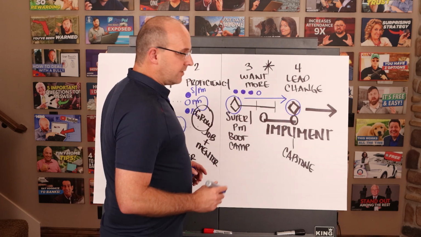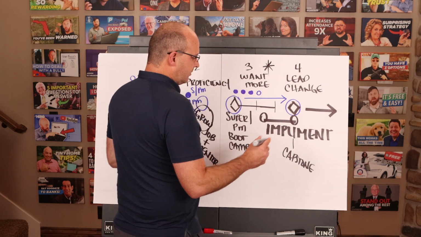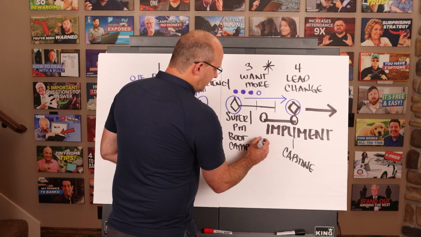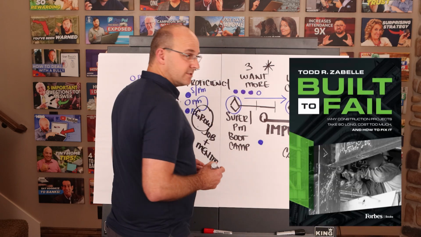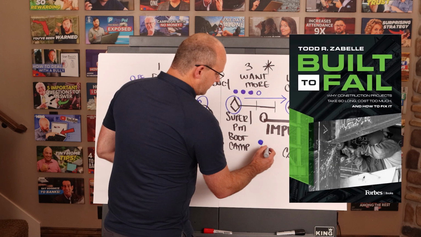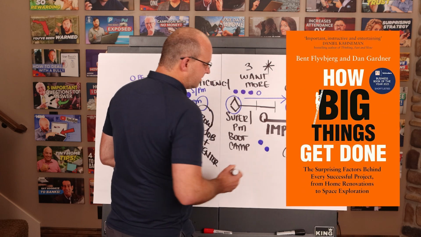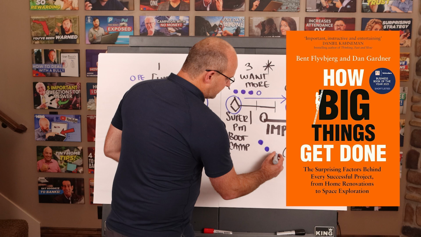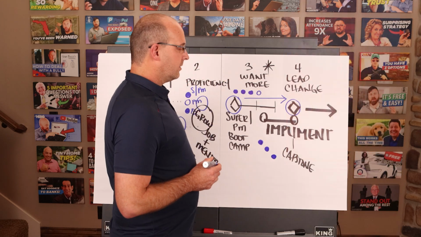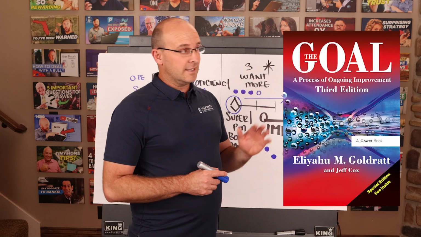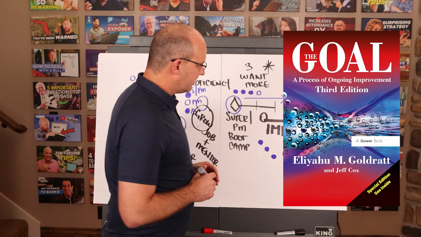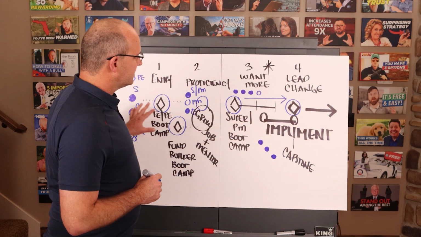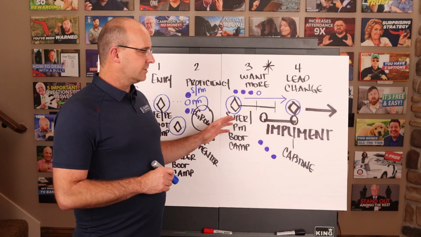When you get somewhere around here, I want to give you 2 or 3 more and I'll be done. Number 1, I want you to read Built to Fail. Number 2, How Big Things Get Done. Absolutely fantastic book. And the other one that I want you to read, please, over here is called The Goal by Eliyahu Goldratt. I call him Eli Goldratt. But anyway, these are the books and the training. This is the training path.